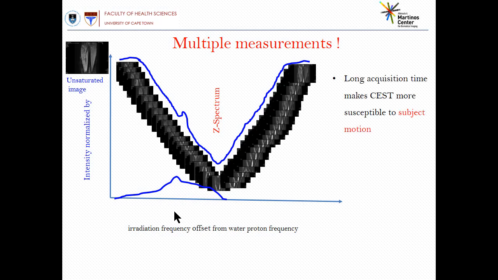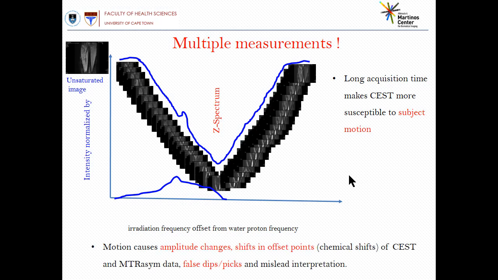So this will make the acquisition time long, and the long acquisition time will make the CEST more susceptible to motion. Occurrence of motion will cause amplitude change and shifts in offset frequencies or chemical shift. False dips or false peaks may also be introduced due to this motion.